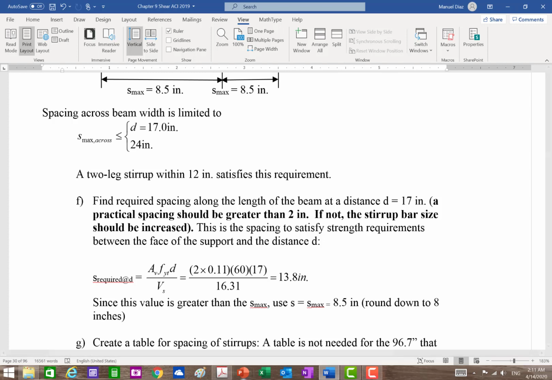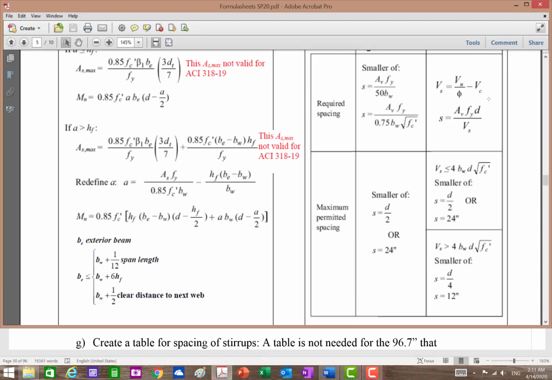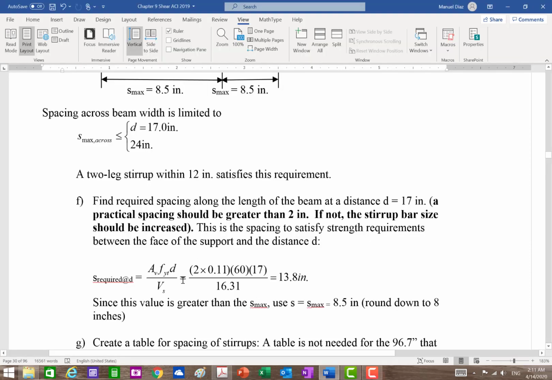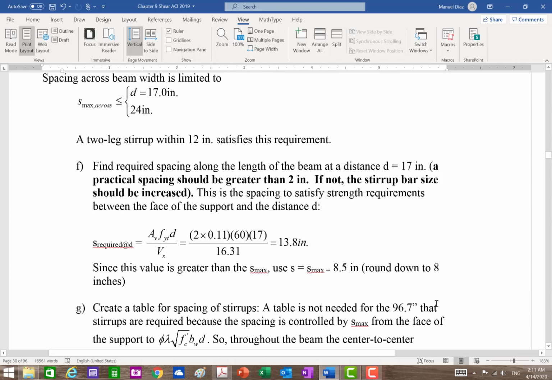Right? So now we are looking at finding these numbers here. So we need to find the S value. Okay? And this is my S required, okay? Because it's what I need based on my shear. So I calculate my S is 13.8. It's a lot bigger than my 8. So 8 controls. And so the 8.5 now is going to be rounded down to 8. And then we're going to select our stirrups.